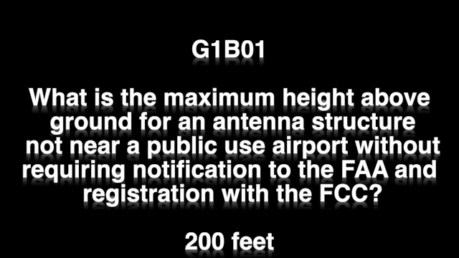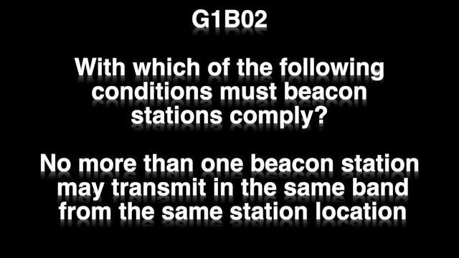G1B01. What is the maximum height above ground for an antenna structure not near a public use airport without requiring notification to the FAA and registration with the FCC? 200 feet. G1B02. With which of the following conditions must beacon stations comply? No more than one beacon station may transmit in the same band from the same station location.